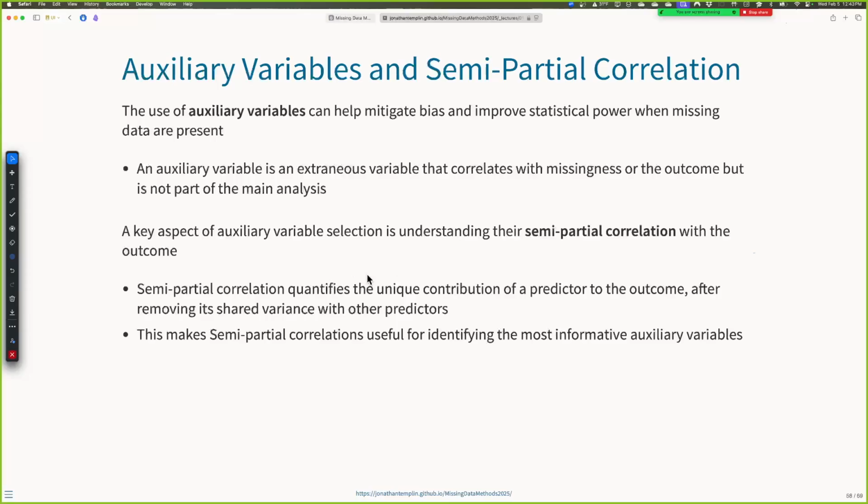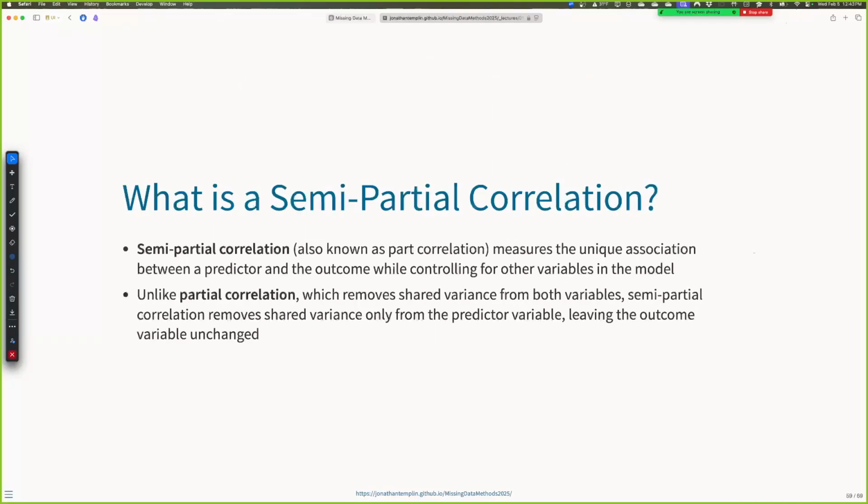So there we go. Semi-partial, I just mentioned this, is a unique association. You may understand partial correlation as well, right? The difference between semi-partial and partial is sort of in the idea that we need a partial of a partial, right?